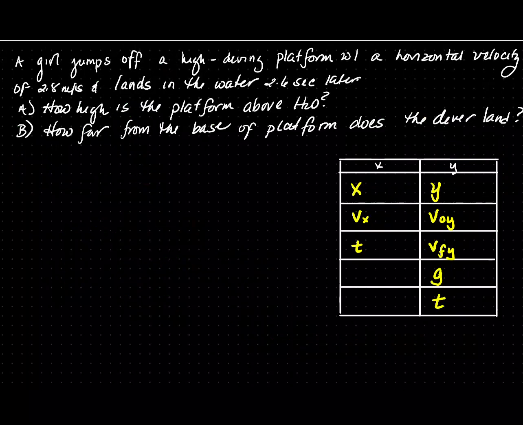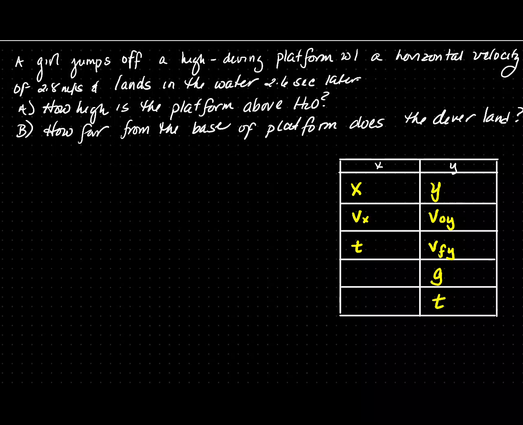In this problem, again, I'm going to start with the table. A girl jumps off a platform. Horizontal velocity is 2.8, so I'm going to fill the table up: 2.8 meters per second. It lands in the water 2.6 seconds later. How high? So we know we're looking for y. So if I draw my picture, this is what it looks like. We're looking for y here.